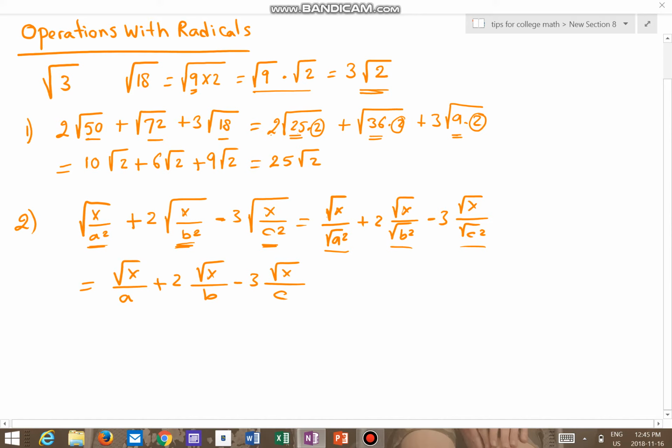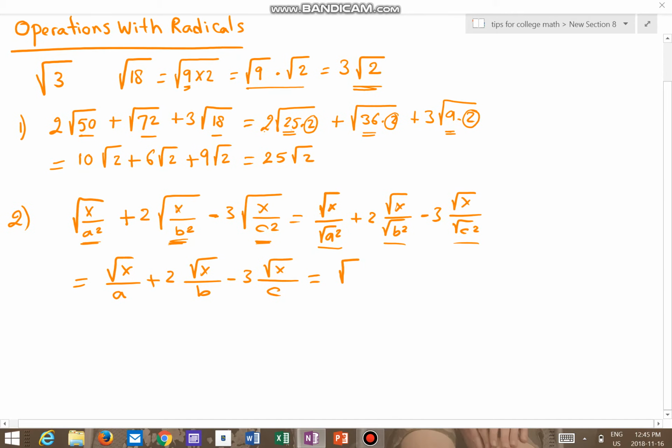Since my question says simplify, I need to look here for any way to simplify this expression. I have square root of x repeated in the 3 terms. I can take that as a common factor. So I'm going to take the square root of x outside, I have a bracket. What's left inside the bracket? Well, if I divide this term by square root of x, I get 1 over a. If I do the same for the following term, I get 2 over b. And for the third term, that will be negative 3 over c. That by itself is simplified enough.